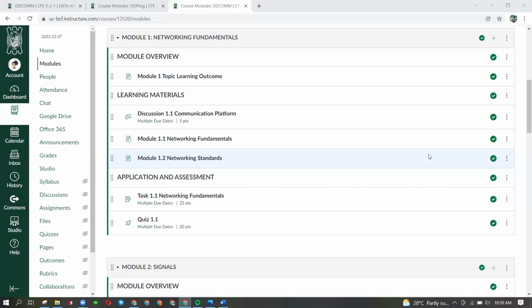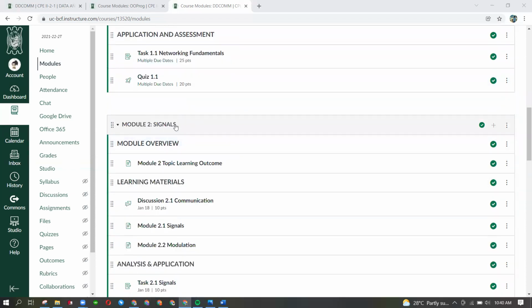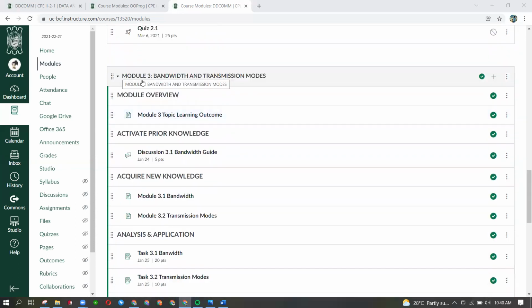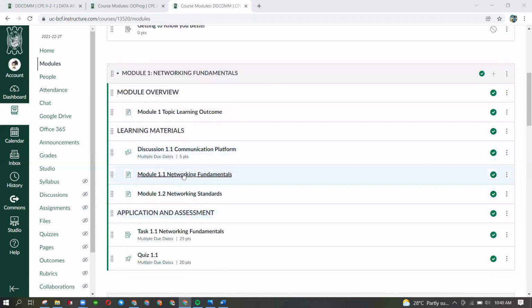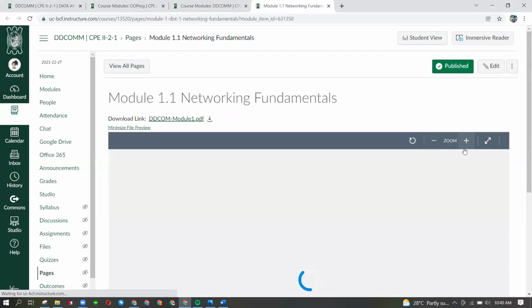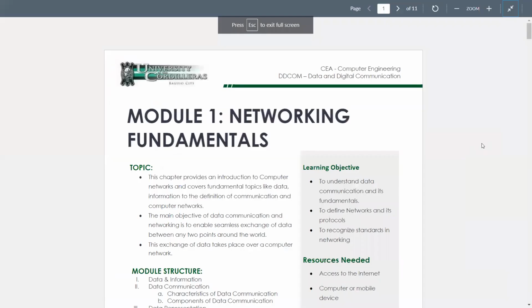So today, as a preparation for your examination, let's try to revisit the modules. So in your midterms, we have module 1, network fundamentals, module 2, signals, and the last module, module 3, bandwidth and transmission modes. So let's take a look at the first one, which is the easiest one because this is just a short overview of what is computer networks.